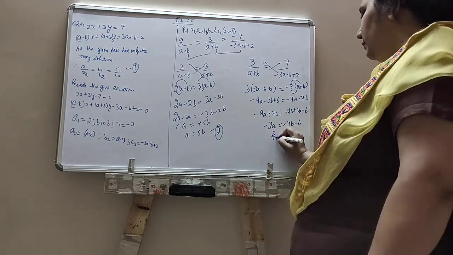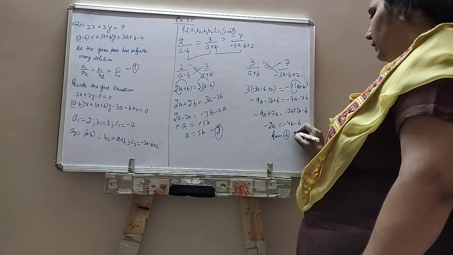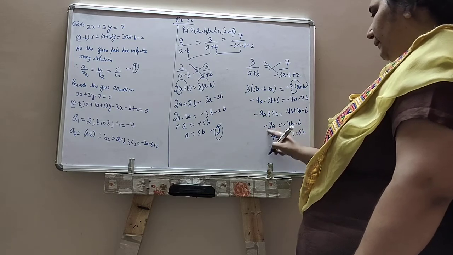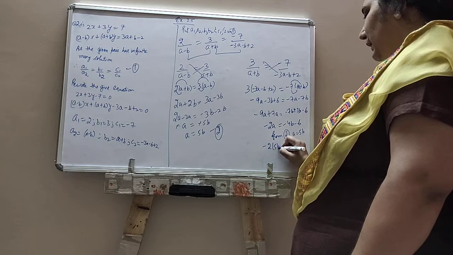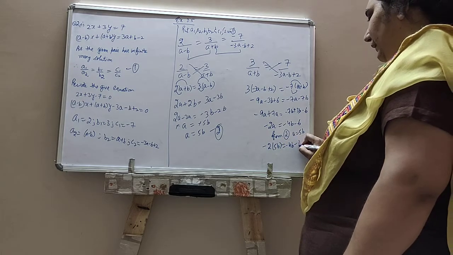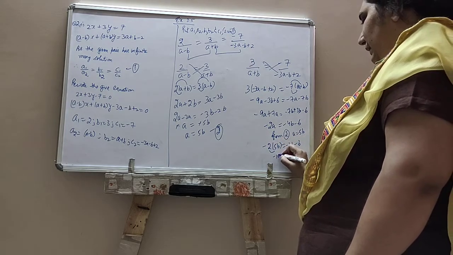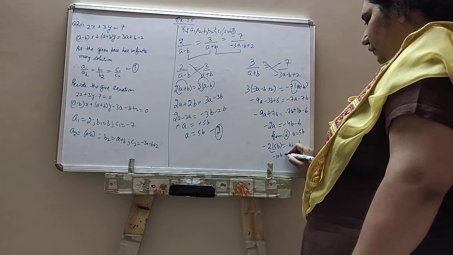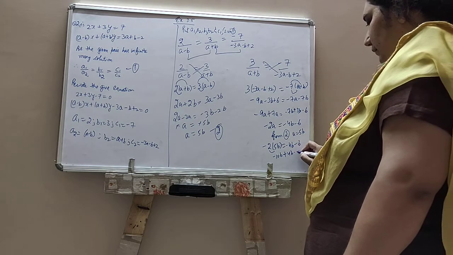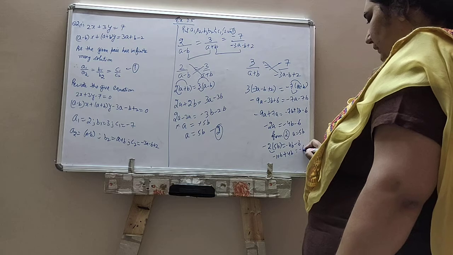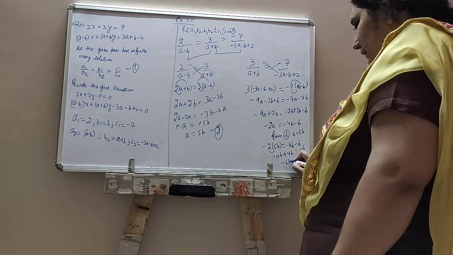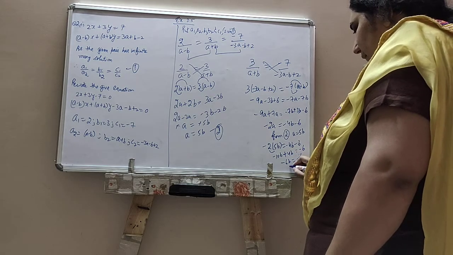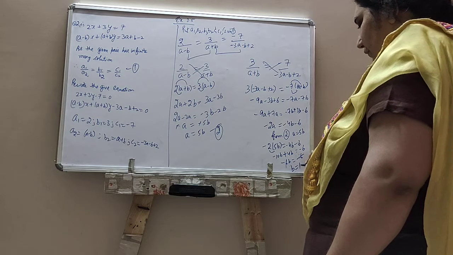So from 2, a is equal to 5b, put here. I am simultaneously solving the solution, finding the solution also. Minus 10b, this is minus 4, it is plus 4b is equal to minus 6. So here it is also minus 6b, minus 6. So it is cancelled, b is equal to 1.